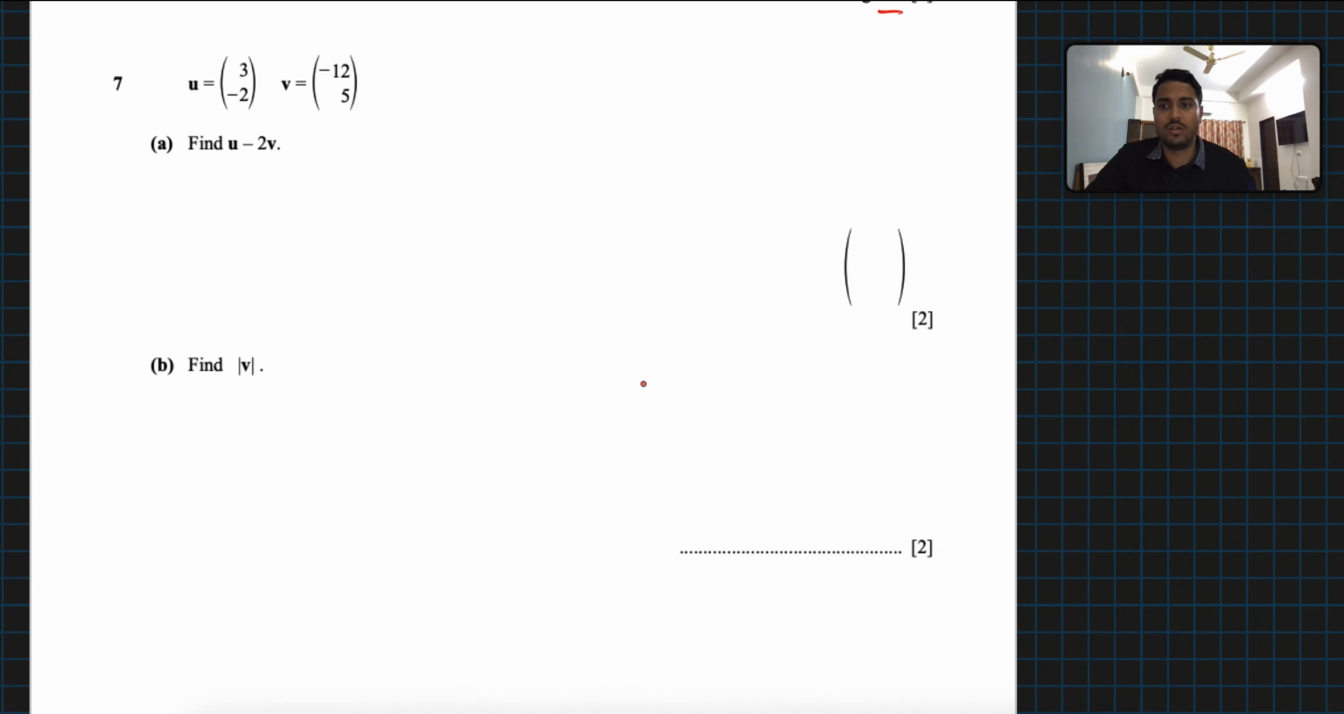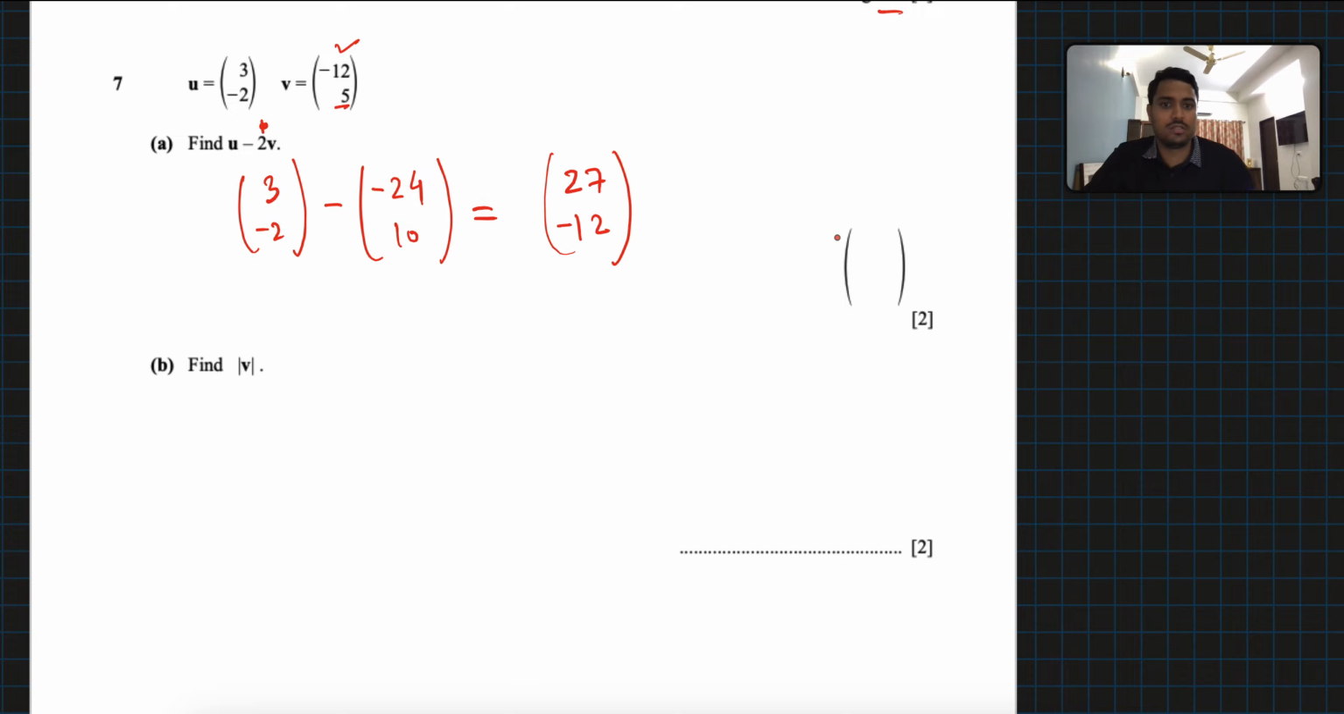Moving on to question number 7 now. u is (3, -2) and v is (-12, 5). We have to find u minus 2v. So u is as it is, 3 and minus 2. Here we have to do scalar multiple, 2 into v: 2 into minus 12 is minus 24, and 2 into 5 is 10. The answer is going to be 3 minus minus 24, which is plus, so 27, and minus 2 minus 10, which is minus 12. So the answer is (27, -12).